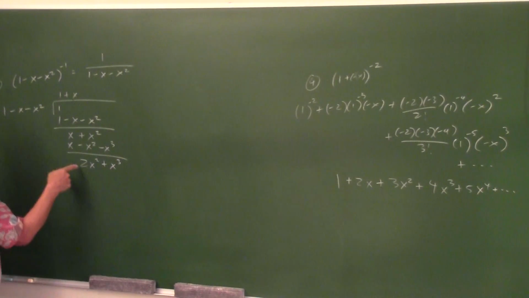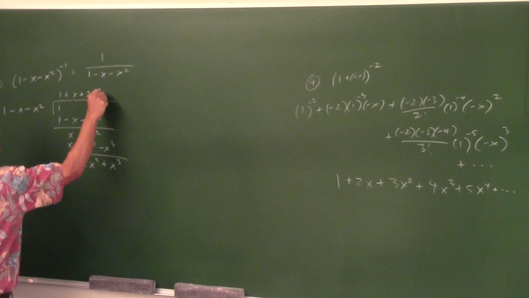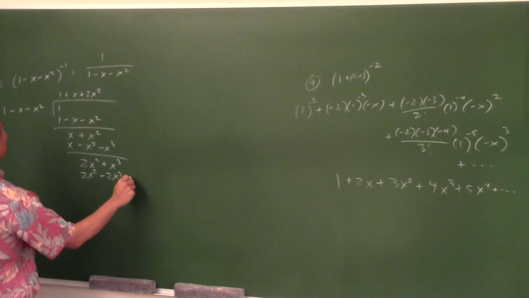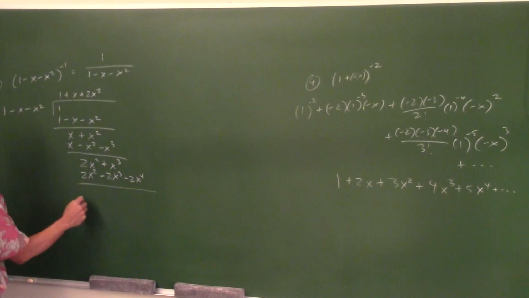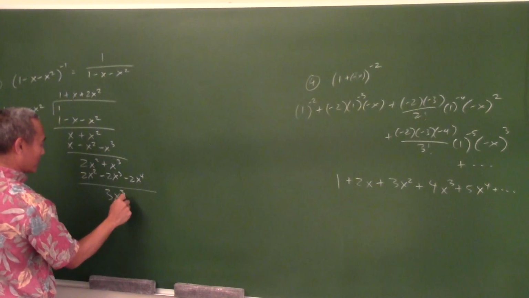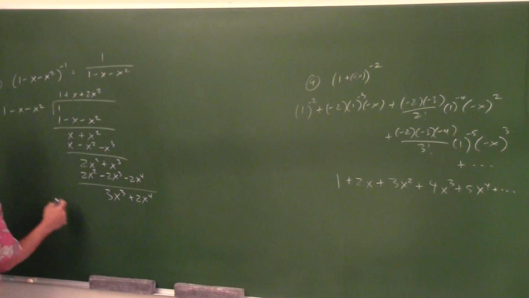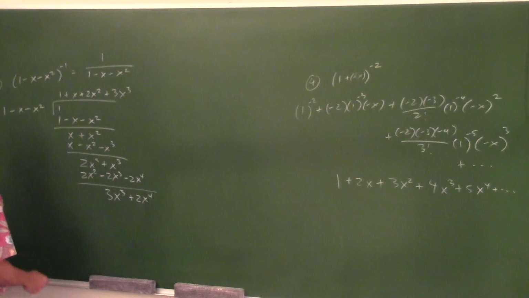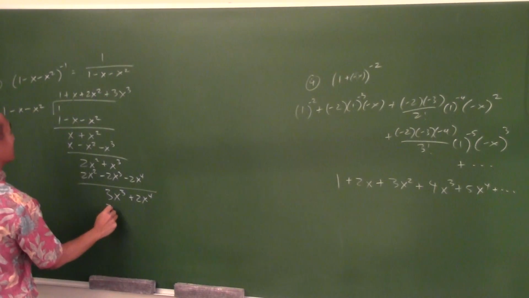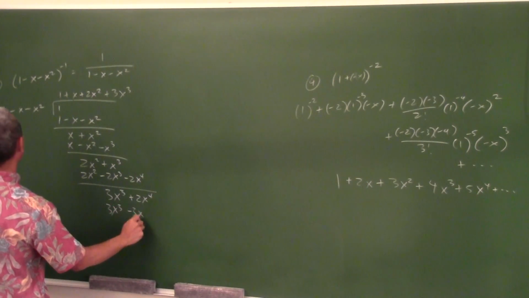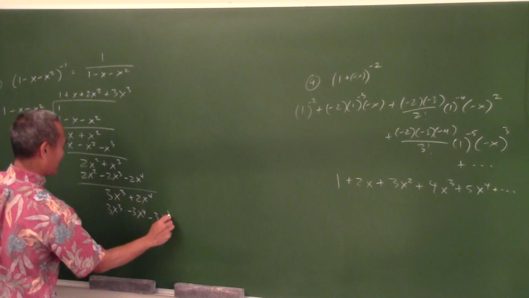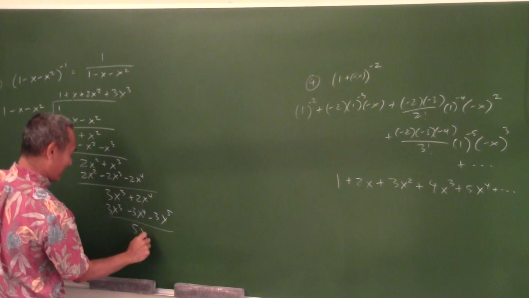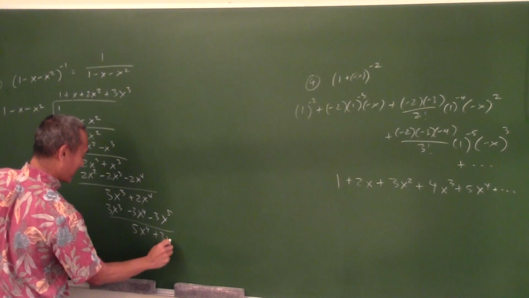Then do it again. 1 goes into that how many times? Multiply times the divisor. 2x squared minus 2x cubed minus 2x to the 4th. Subtract, and we got 3x cubed plus 2x to the 4th. 1 goes into that how many times? 3x cubed. And then multiplied by the divisor again. 3x cubed minus 3x to the 4th minus 3x to the 5th. Subtract, and I think now we can see what's going on. 5x to the 4th plus 3x to the 5th.